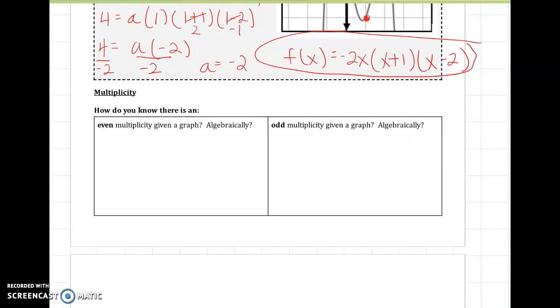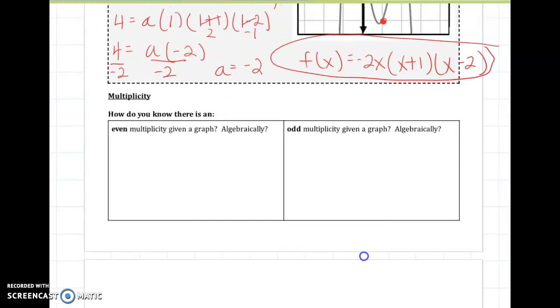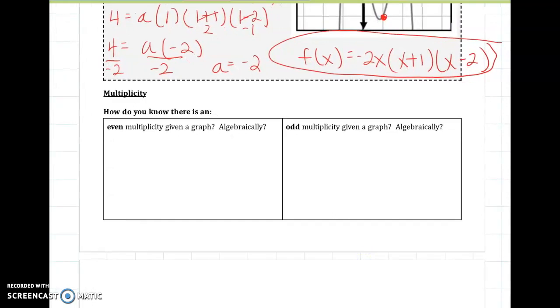Okay, last thing we're going to talk about today is multiplicity. I know we kind of talked about it yesterday a little bit, but I just wanted to address it a little bit more. So what I'm going to do is draw one graph and show you what that's going to look like. Okay, so I'm going to go ahead and put a graph here, and I'm going to sketch a picture for us.